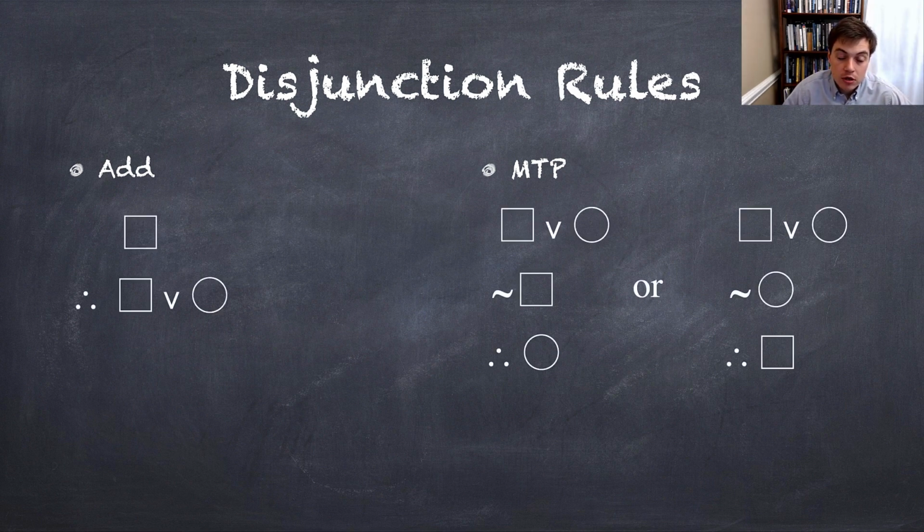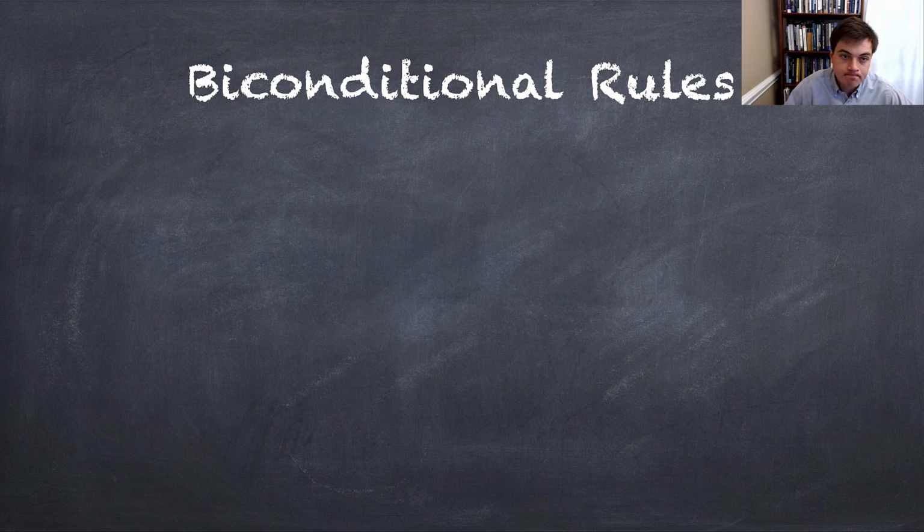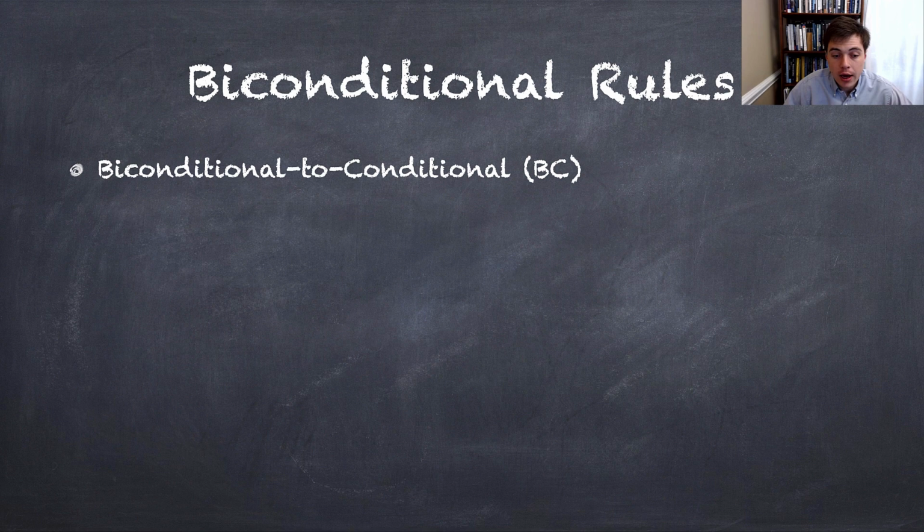So those are your two rules, ADD and MTP. The first is an introduction rule for disjunction. The second is two versions of an elimination rule. Whenever there are two versions, you cite the exact same rule. You don't have to cite anything else. You just cite MTP together with the line numbers at which the relevant sentences occur. Here are our final two rules. They're both inference rules for biconditional, and they're very straightforward.